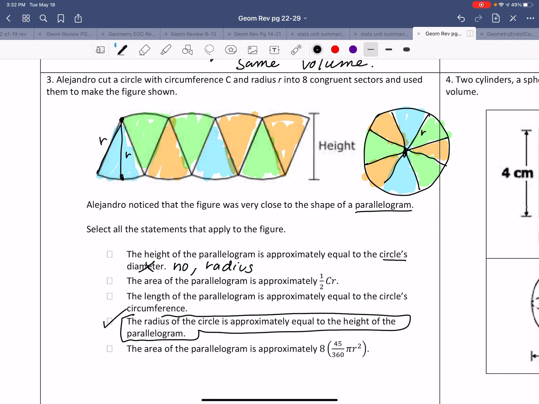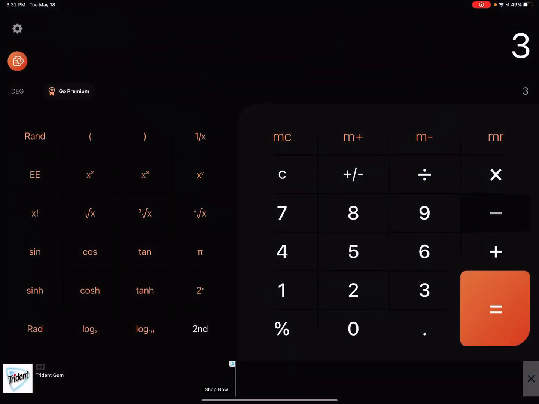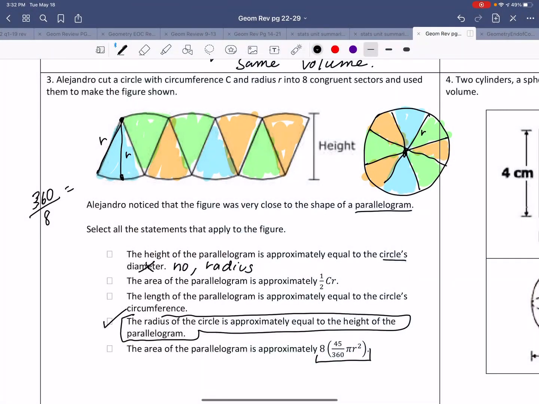The area of the parallelogram is approximately this big, ugly formula. So let's see. 360 divided by 8 equal pieces is 45. So that's where that number 45 is coming from. So they're saying if the area of a sector is 45 divided by 360 times radius squared, and we have 8 of those pieces, then that's a good way of approximating this parallelogram. I agree.